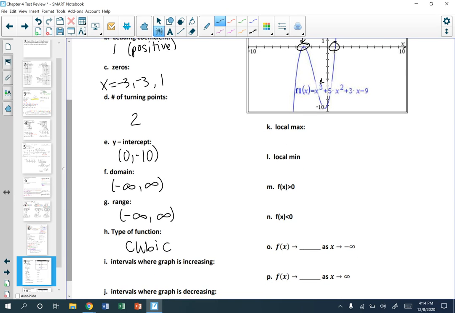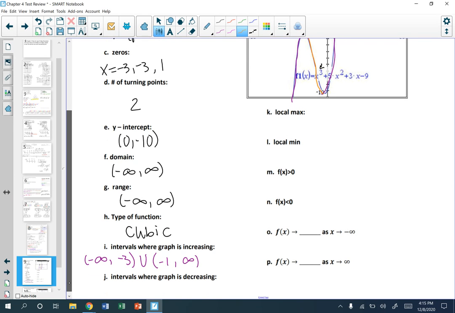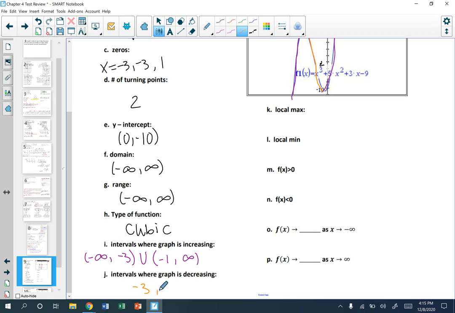Intervals of increasing. So again, if I were to trace this with my pencil, it's increasing right here as well as right here. So they are -infinity to -3. And then don't forget, when we have 2, we need to connect them with a union symbol. And then my second is -1 to infinity. Where is it decreasing? Just the opposite right here, which is -3 to -1. Remember, I'm using parentheses because it's neither increasing nor decreasing at that exact point.